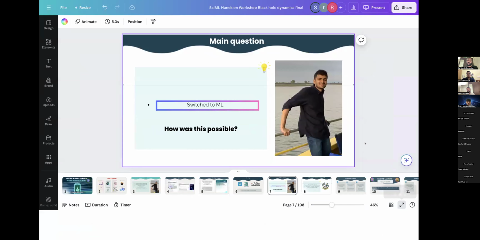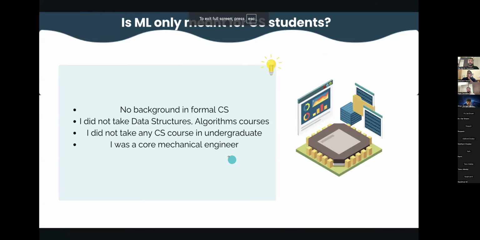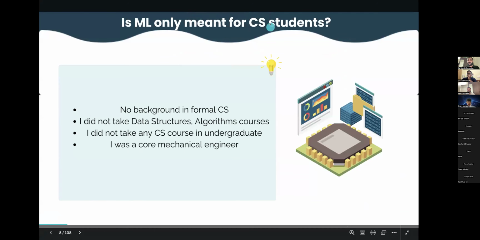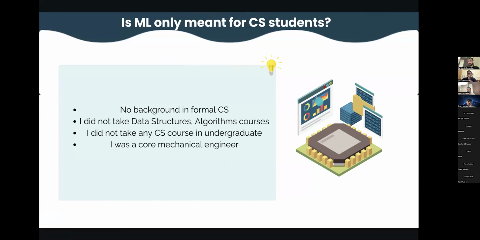Now, let's move to the next part. The first myth which I want to break for everyone in this call is: is ML only meant for CS students? I used to think that machine learning is only meant for CS students. And remember, I had no background in formal CS. I had not taken data structures or algorithm courses. I had not taken any CS course in undergraduate, in fact. I was just a core mechanical engineer.